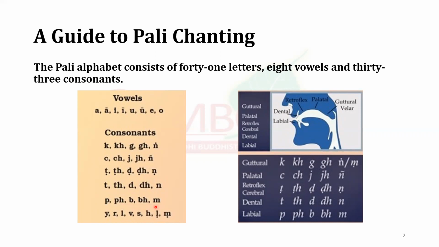Then Y, R, L, V, S, H, L will be the same. Up to H will be the same as our normal English. Y, R, L, V, S, H, normal English pronunciation, English alphabet the same. L below will be a little bit palatal. L, meditation. And then M below will be pronounced as NG. M below is NG, L may be L. Anyway, when we start chanting, we will revisit this one, then it is easier to understand.